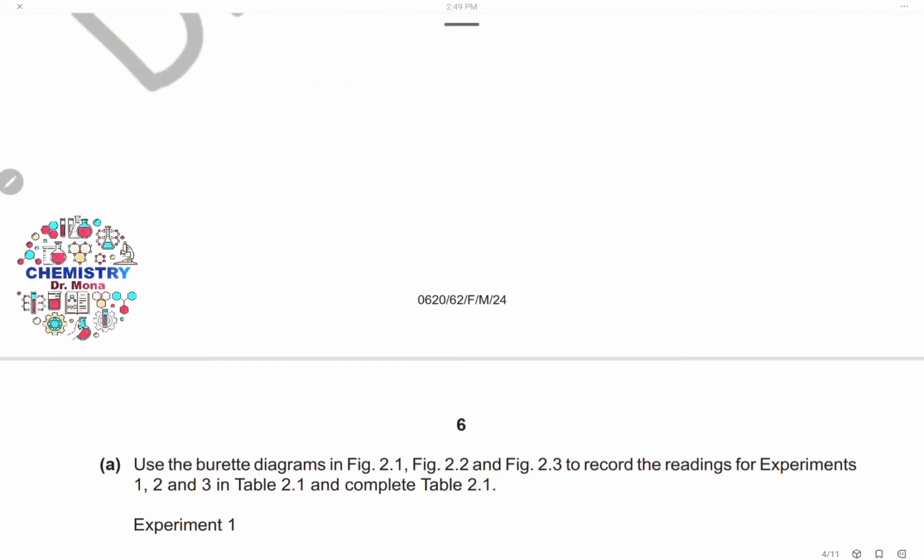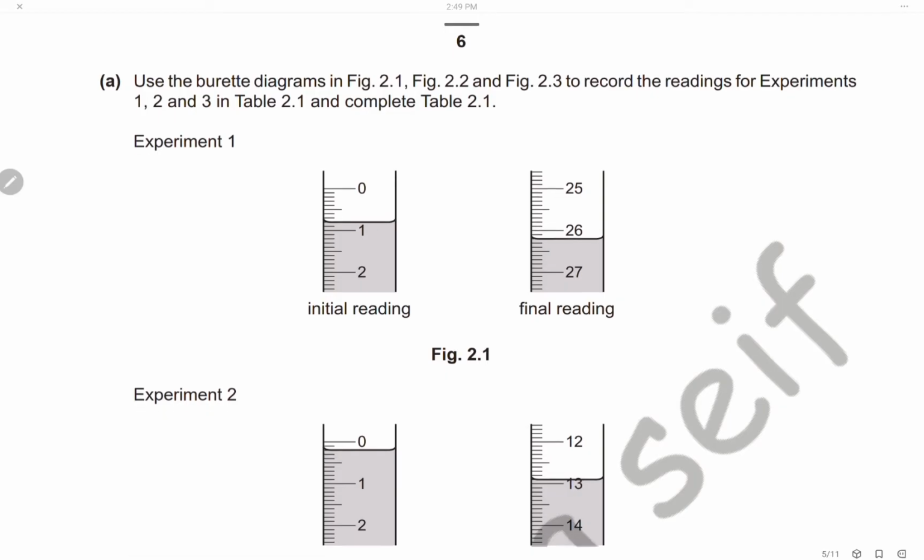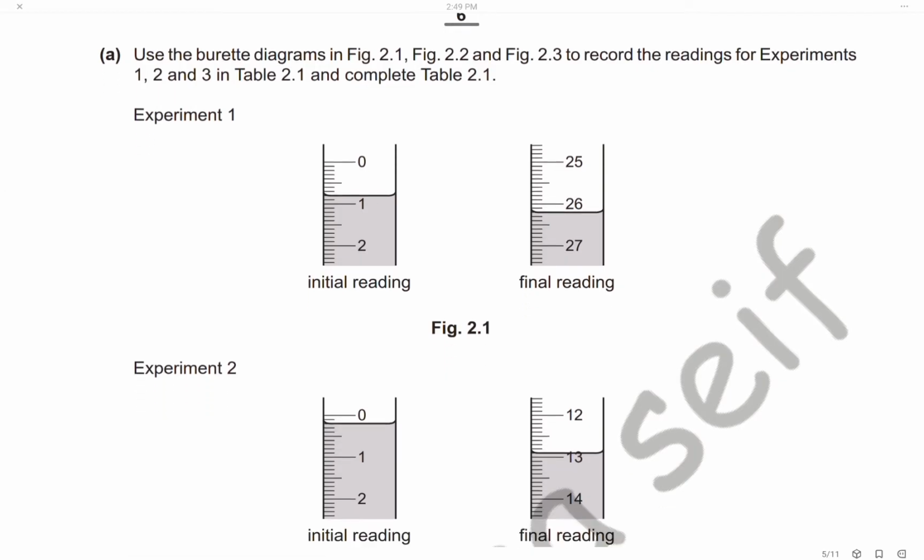Here we have the burette diagrams for the 3 experiments, and we have to record the initial reading and the final reading for each experiment. For experiment 1, the initial reading, as we can see here, is 0.8, and the final reading will be 26.2. As we can see here, 26.2.